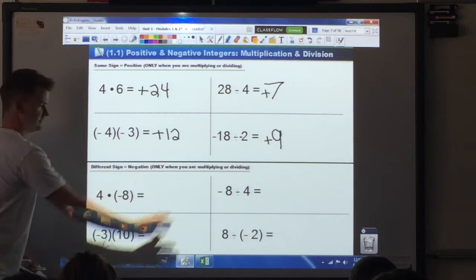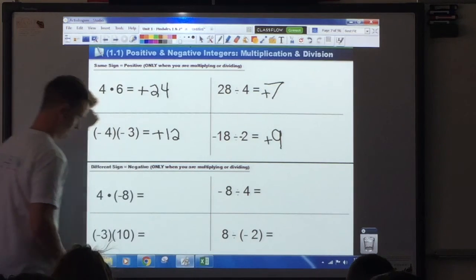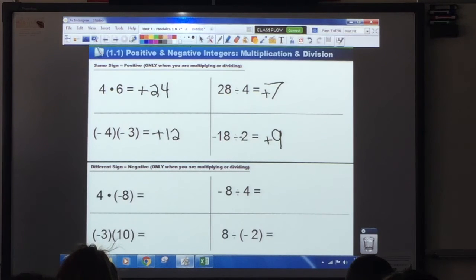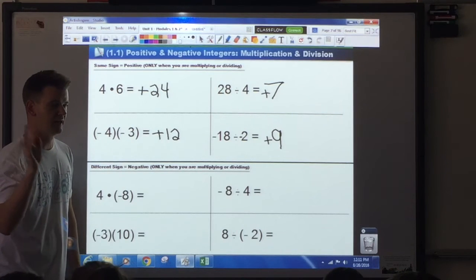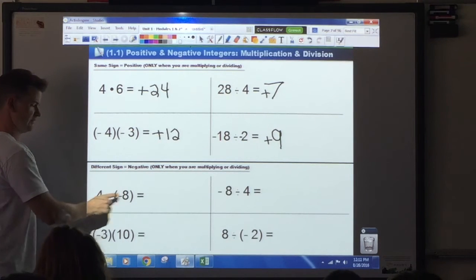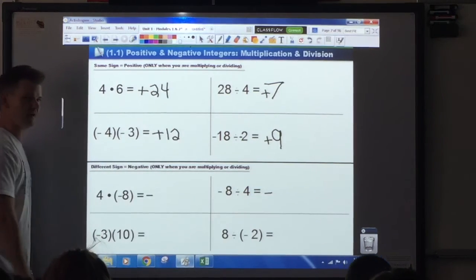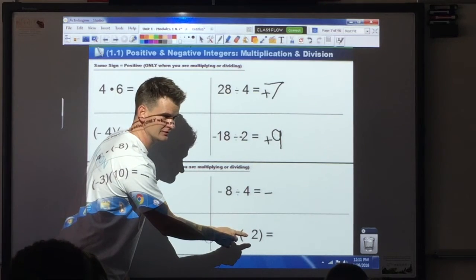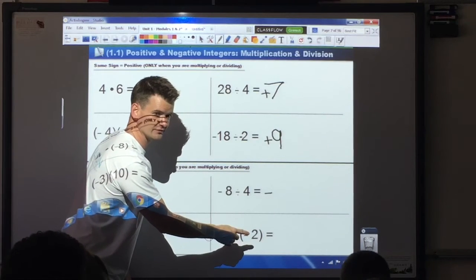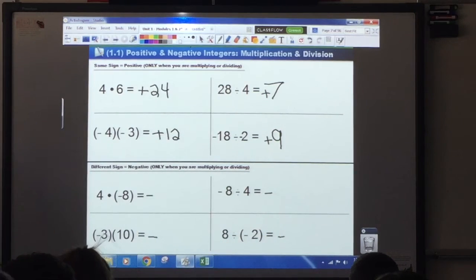Here, they all have different signs. Positive, negative, negative, positive, positive, negative, negative, positive. As soon as I see they all have different signs, that means that every single one of these answers is gonna be what? Negative. Two different signs, gonna be negative. Are you positive it's gonna be negative? Yes, okay, good. So we know they're all gonna be negative.